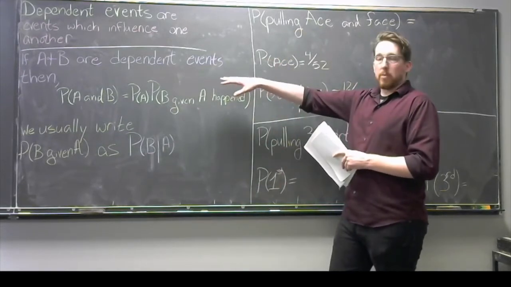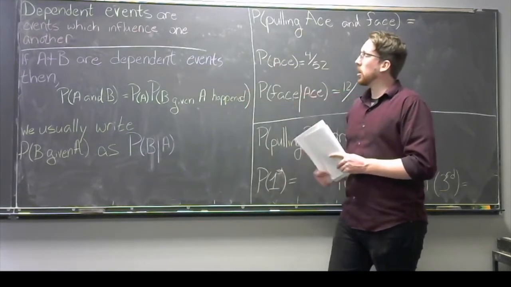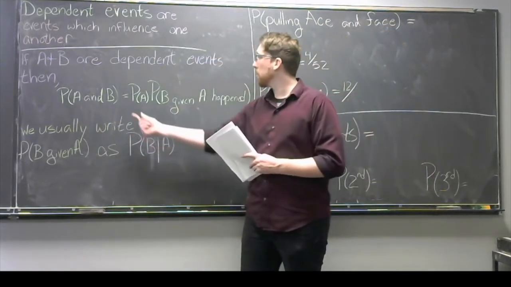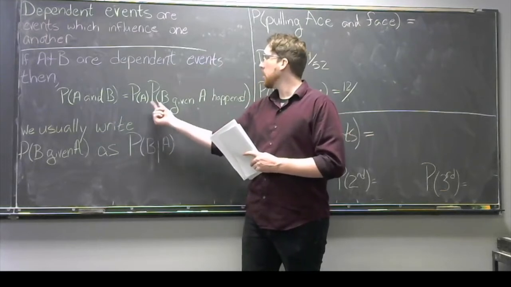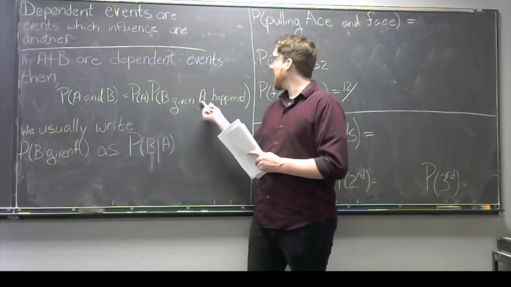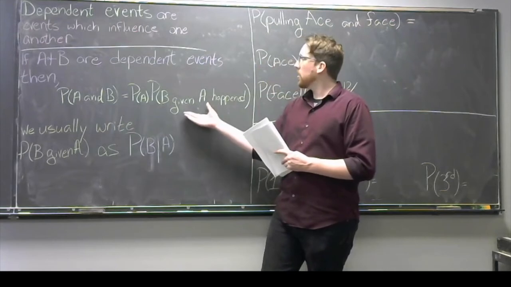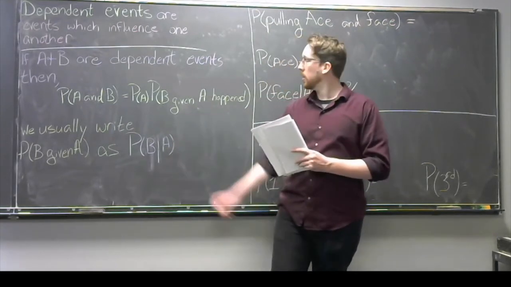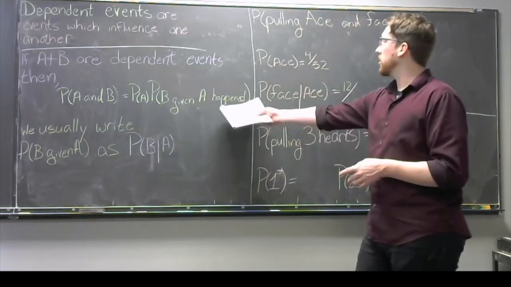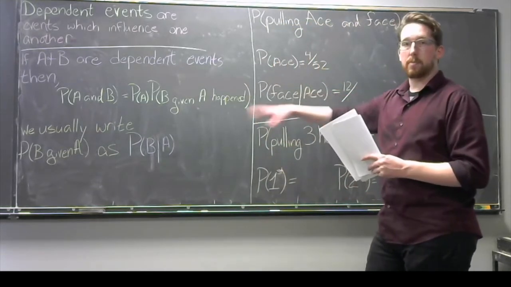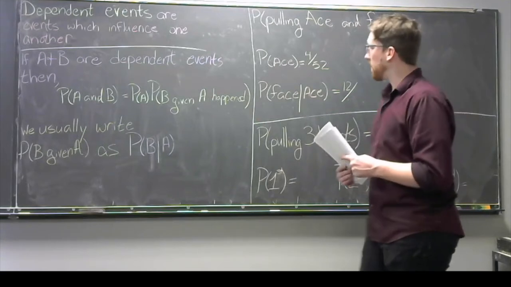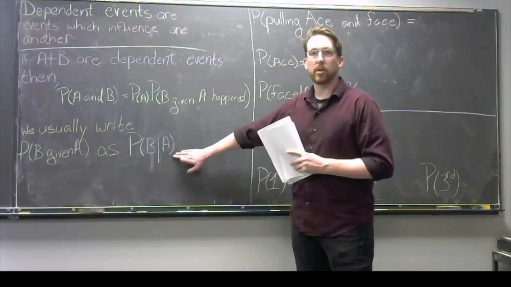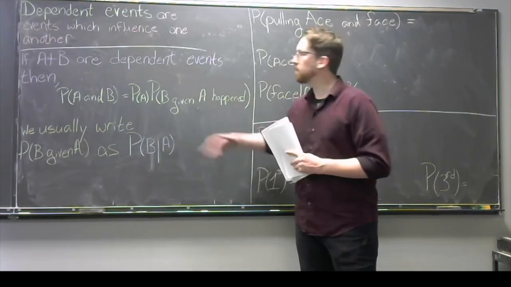Dependent events are really just events that influence one another. And if A and B are dependent, then the probability of A and B is the probability of A times the probability of B given A happened. And usually we write this using this notation here. And this is called a conditional probability. We'll talk more about that in just a minute. But for now, just know that if I use this notation, it just means the same thing as this.